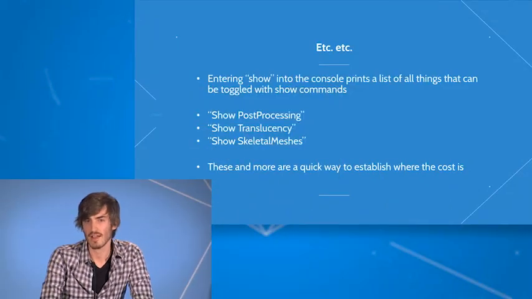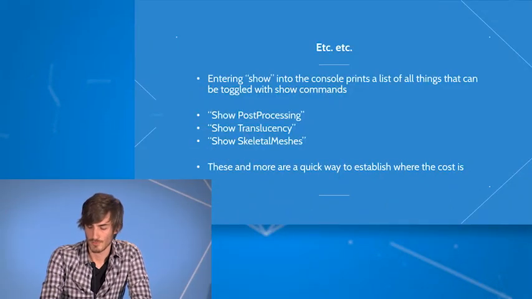If you type show into the console, it'll just dump out a list of all the things that you can toggle on and off. And that's a great way of quickly finding out exactly where your performance is going.